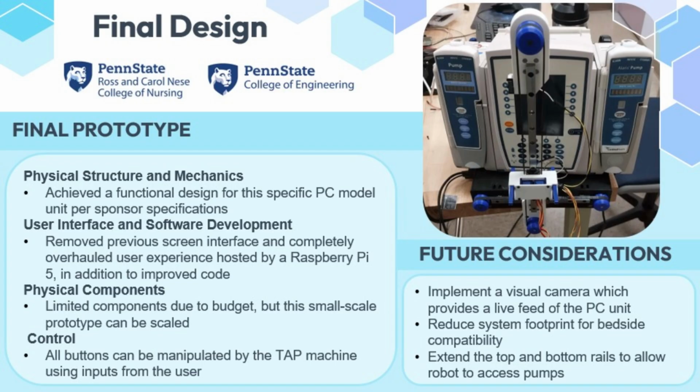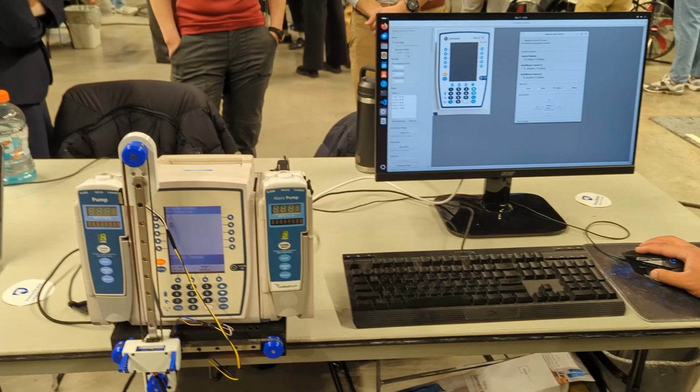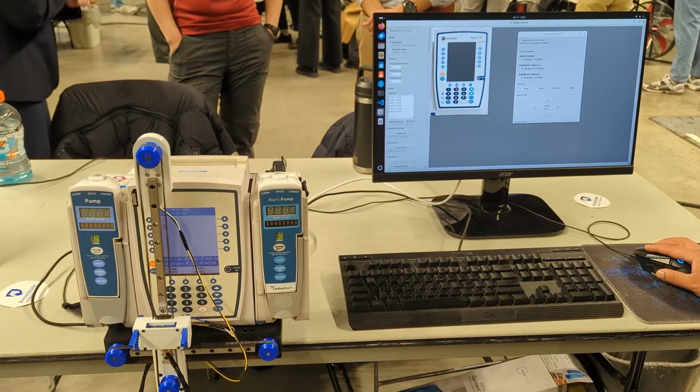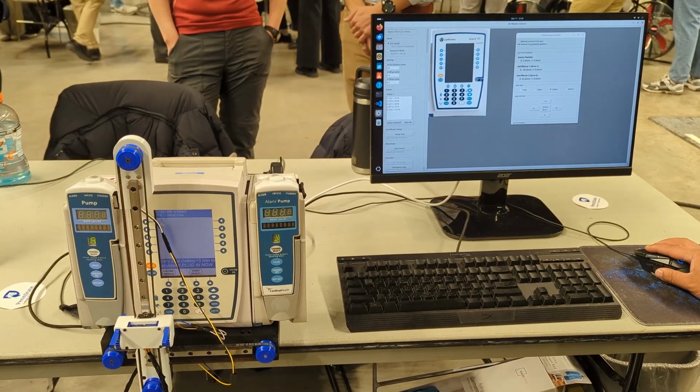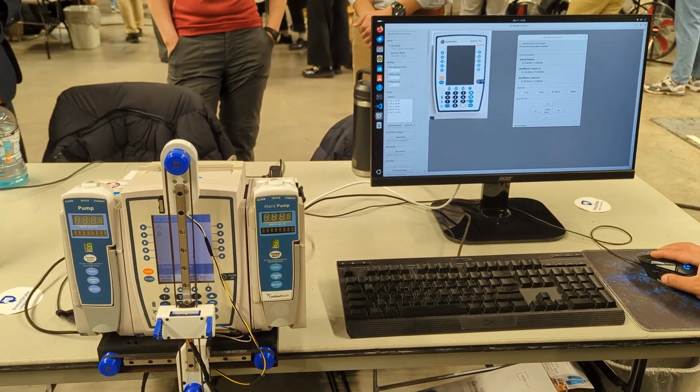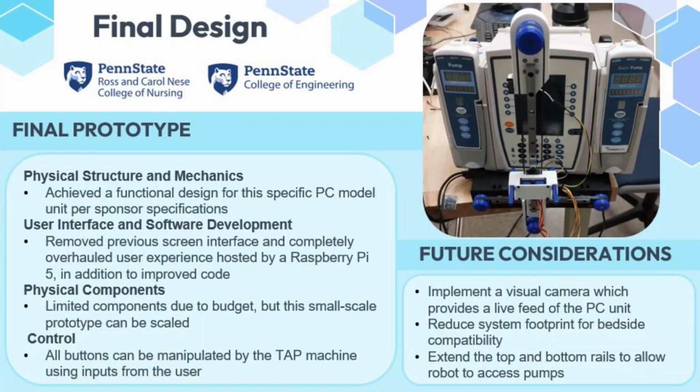Another component was our user interface. We created a GUI for the nurse to be able to use the device remotely. We 3D printed most of our objects because of the budget. And then finally is the control. All buttons can be manipulated by the TAP machine using inputs from the user. The user can put in the inputs on the GUI and then move the X and Y plotter to push the buttons on the Alaris pump.